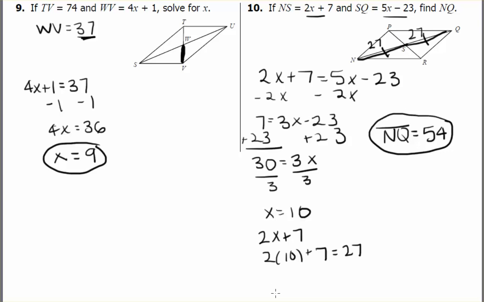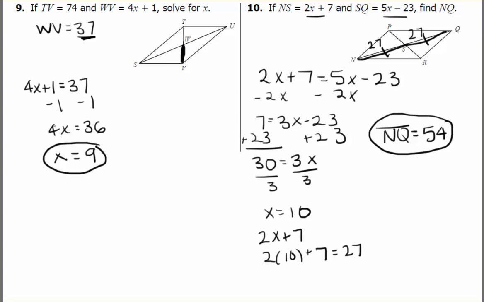So again, for these two problems, you use the property that the diagonals bisect each other, and it used it in two different ways. So 9, you needed to understand that if the whole diagonal is 74, then half of that diagonal is going to be half of the number because it's bisected. And then 10, use the fact that each part of your diagonal would be congruent to each other since it's bisected. So that's two different ways you're going to see problems that deal with the property of diagonals being bisected.